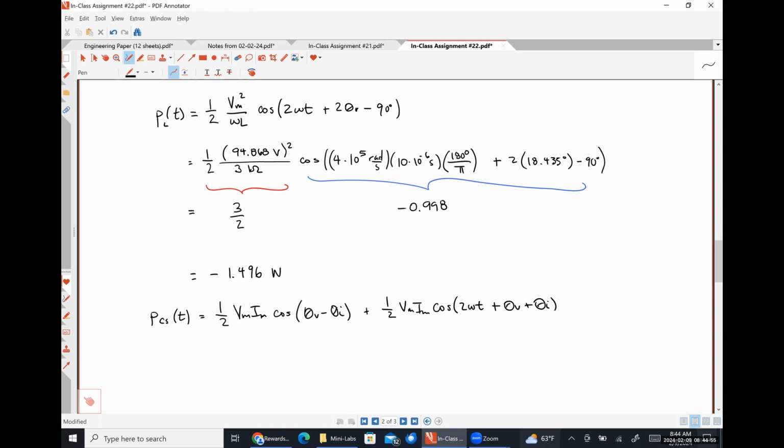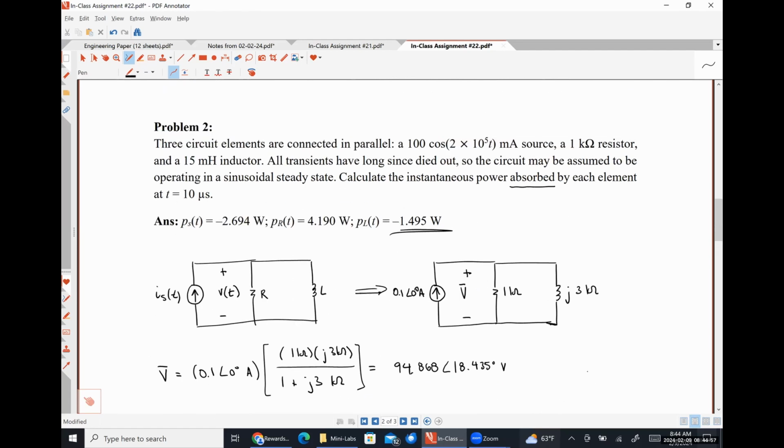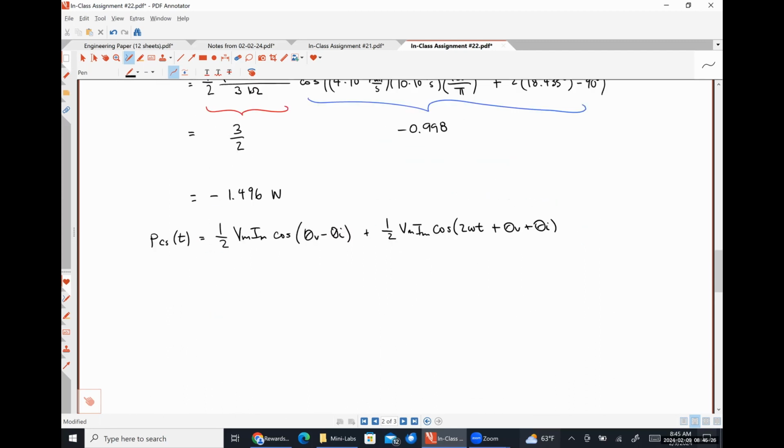Now, let me scroll back up here to the top. We were asked to calculate the instantaneous power absorbed by each element. So what do we need to do to the current to give us absorbed power? Change the sign. Changing the sign on our phasor current is the same thing as adding or subtracting 180 degrees.